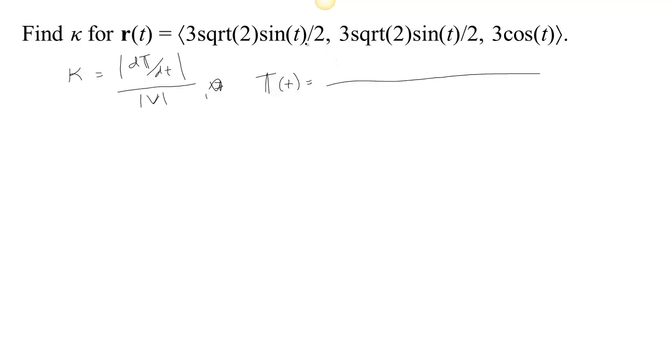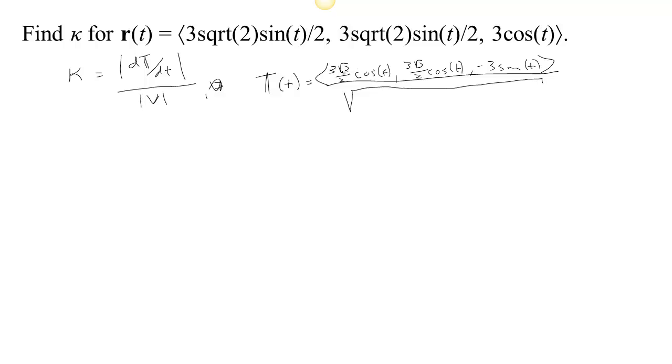The unit tangent is going to be the velocity divided by the speed. So the velocity is this derivative. We have 3 root 2 over 2 times sine, so that's going to be 3 root 2 over 2 times cosine t when we take the derivative. And this next component is the same, so it will also be 3 root 2 over 2 times cosine t. And this derivative will be minus 3 sine t. That's the velocity. Now we need to divide by the speed.